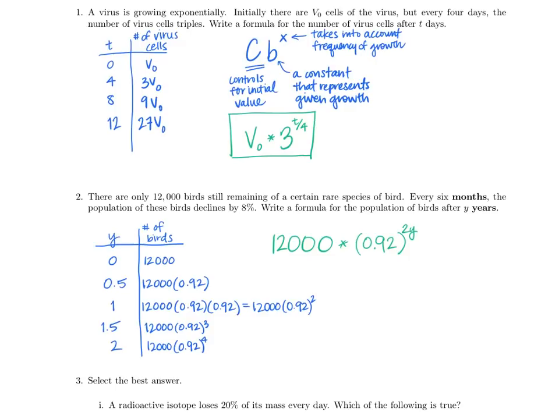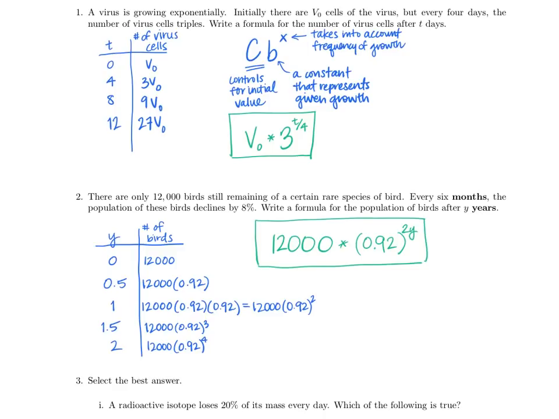When we plug in 0 for y, are we getting 12,000? Yes. When we plug in 0.5 for y, are we getting a decrease of 8%, or 92% remaining of the initial value? Yes. Are all of these individual values met as you plug in the relevant value for y? Yes. This is our formula for the population of birds after y years.